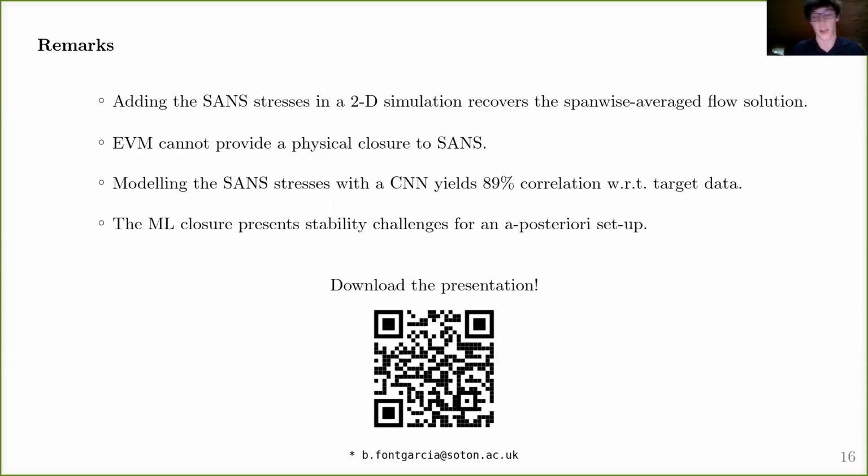And we have checked the architecture of this model, the different activation functions, loss functions, and so on. And we have ended up with the best model possible, yielding around 89% correlation. And finally, I'll mention the fact that there are a lot of challenges in implementing this in an a posteriori setup, but this is something we've worked on in more detail in our latest preprint. So again, check it out if you feel like it.